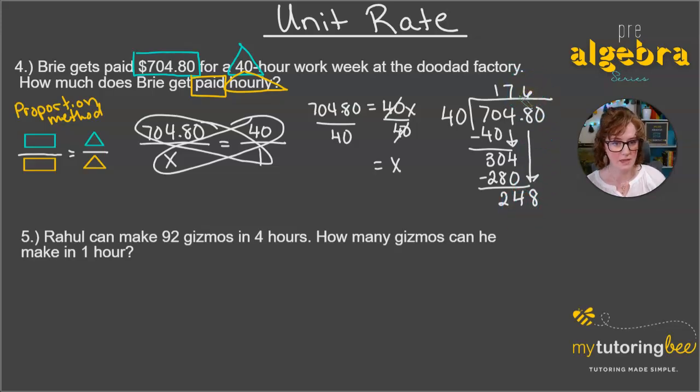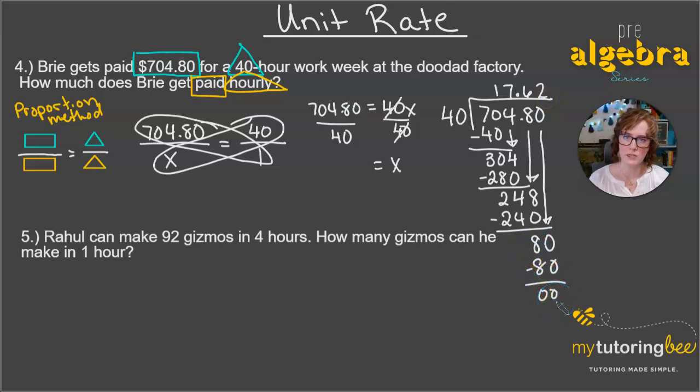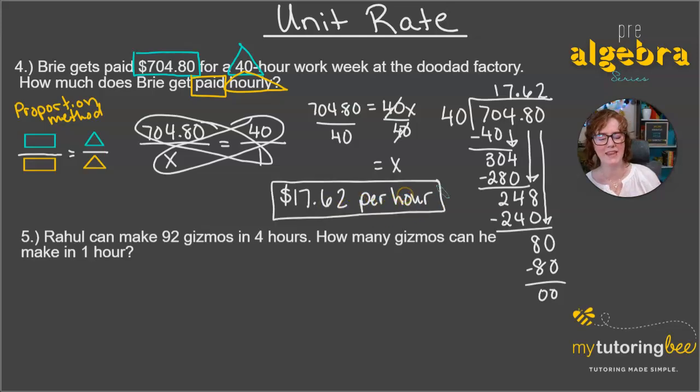So 6 times, and I forgot to bring my decimal up. So we're going to just pull that up there. So that is 240. And then when we subtract, we get 8. Bring down our 0. 40 can go into 80 twice. This does come out evenly right here. We would, of course, want to round to the nearest cent if it didn't, but it does come out to that Bree makes $17.62 per hour. Okay, and in our last example, Raul can make 92 gizmos in 4 hours.